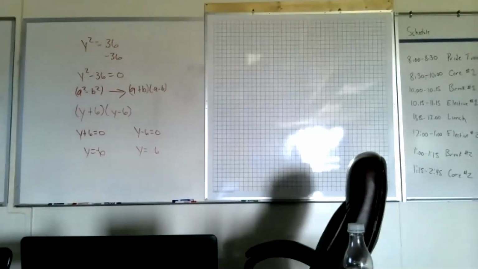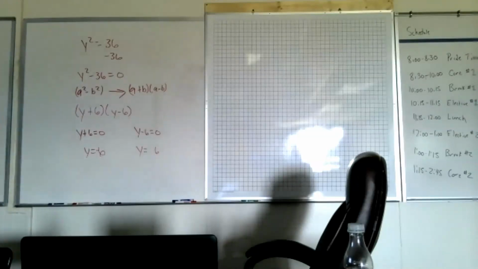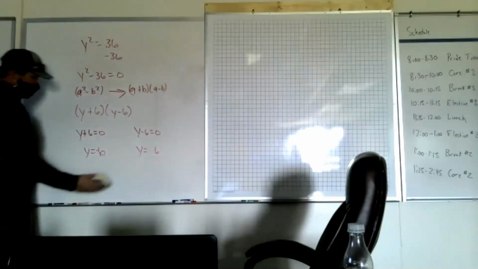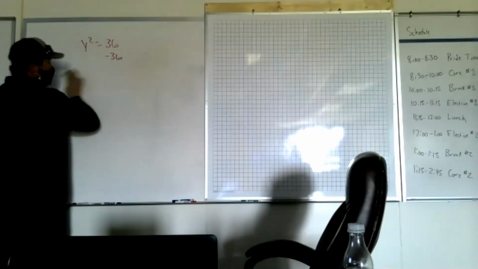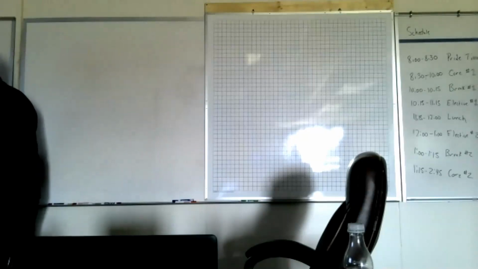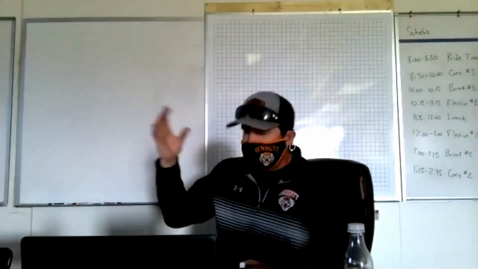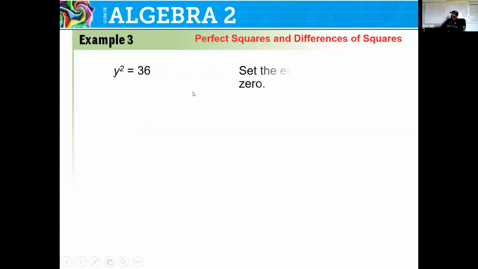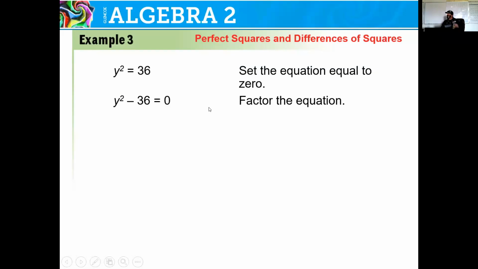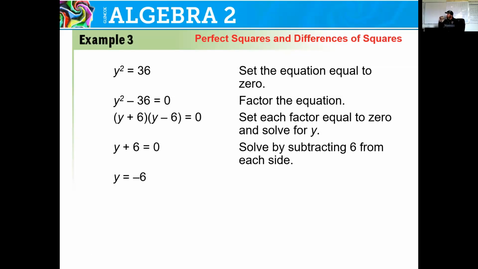Could you use the box method on this one? Yes, you could. It's just a little redundant. You'd be looking for two terms that multiply to equal a negative 36 and add up to be 0. So that would be plus 6 and minus 6. And then you could carry out the box method that way. It's just that the difference of squares is probably the one that you need to know off the top of your head the most, because it's the simplest and easiest one to remember. And it just makes you more efficient. So there's our difference of squares. Now we solve for y.